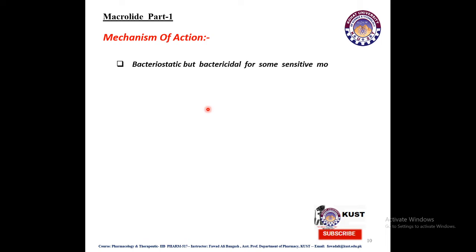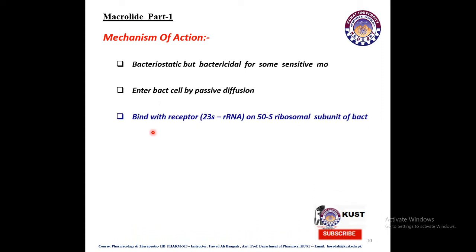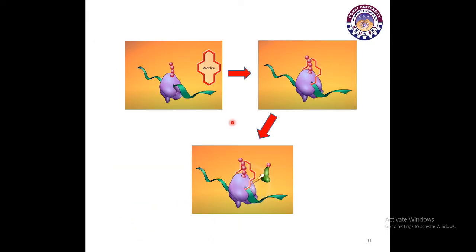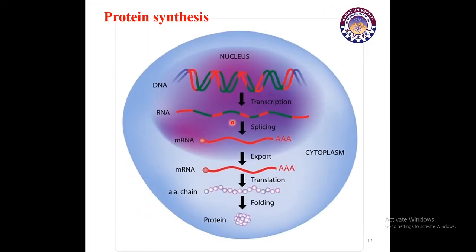Mechanism of action. It is bacteriostatic, but depending upon the dose, as we discussed earlier, it is bactericidal for some sensitive microorganisms. It enters the bacterial cell by passive diffusion and binds with the receptor. Before going to the mode of action of the macrolide, we will discuss the protein synthesis of the bacteria, how proteins are synthesized in bacteria.